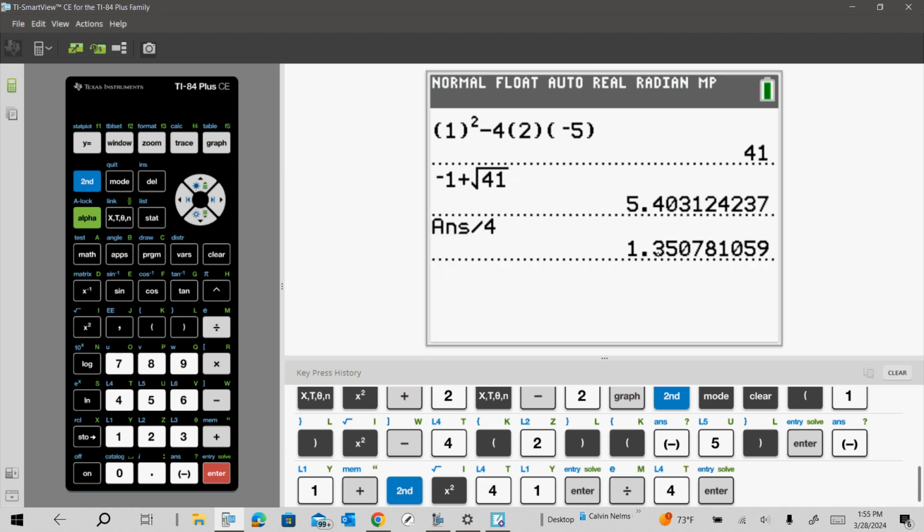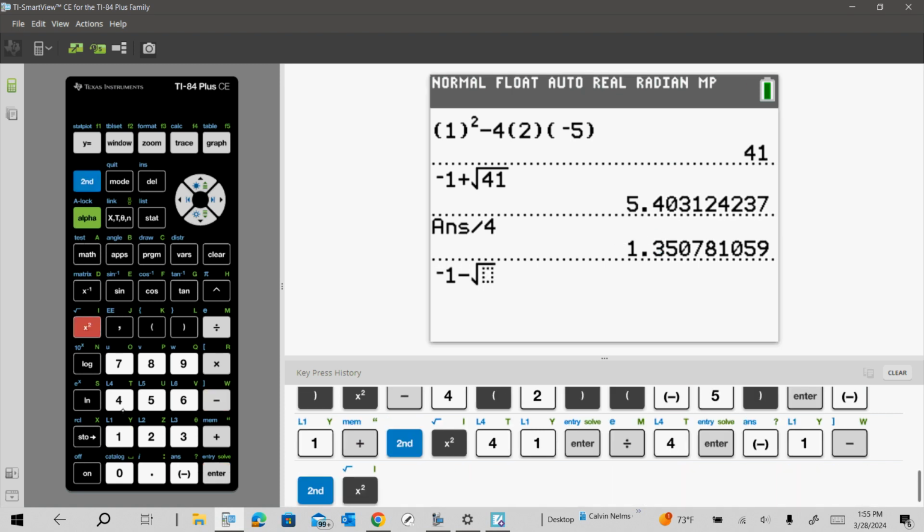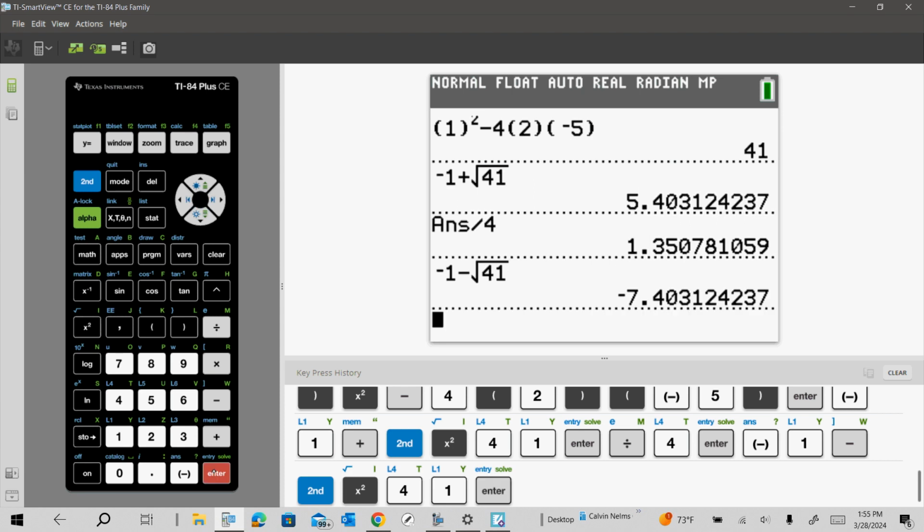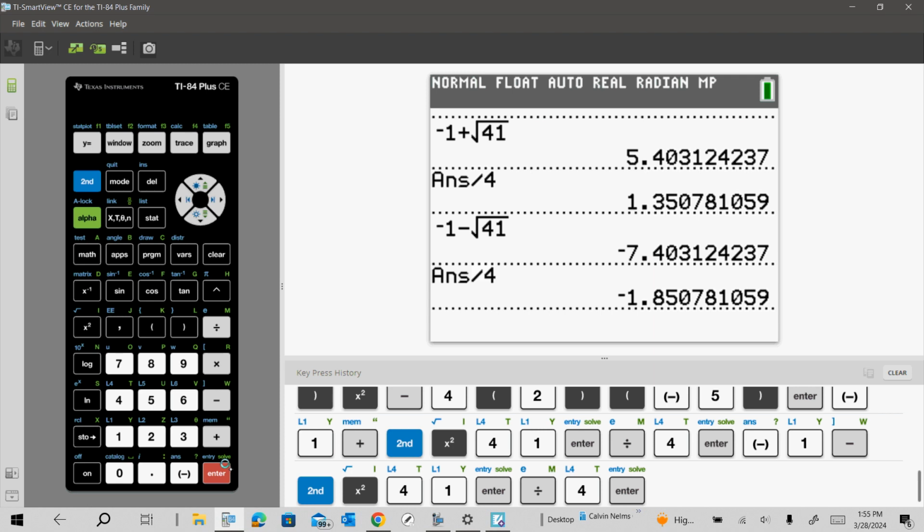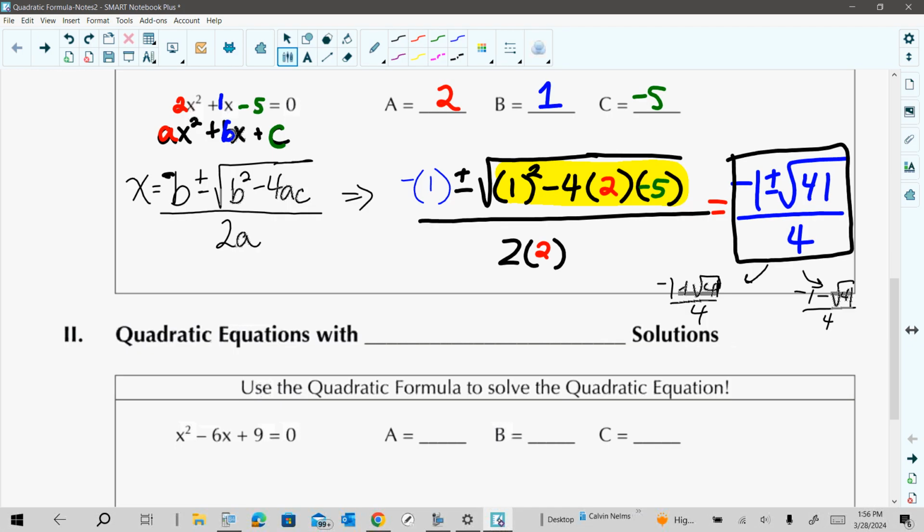So one of our answers is approximately 1.35, and then negative 1 minus the square root of 41, then divided by 4, is approximately negative 1.85. So we have two answers here: x is approximately 1.35, and then negative 1.85.